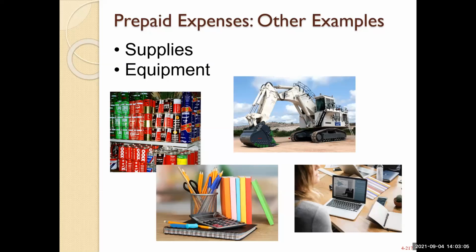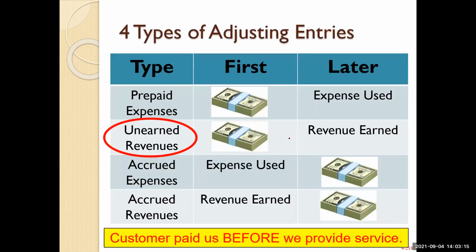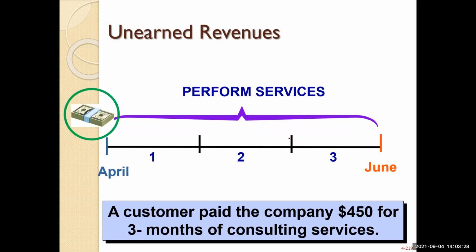You buy an asset first, and then when you use it, you record the expense and you record the future benefit of the asset going down or decreasing. All right, next let's move on to unearned revenues, okay? Unearned revenues, as we learned in the previous class, are when the customer paid us before we provide the service, okay? And the example that we have already discussed is when a customer pays today for 3 months of future consulting services, okay?